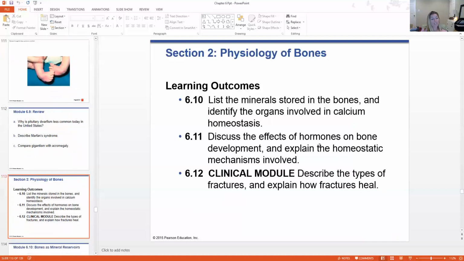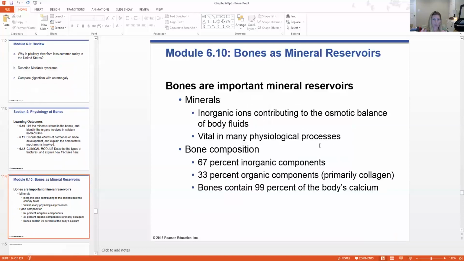Let's talk about the physiology of long bones a little bit here. So a whole new set of objectives for us. Let's talk about how bones serve as mineral reserves. Bones act as mineral reserves in the fact that many inorganic ions are needed for our overall osmotic balance in our body. We need them for vital processes in physiology. Our bone is not just made of calcium.